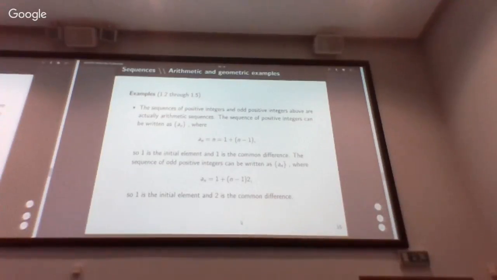And the sequence of odd positive integers that we looked at already as an example of a sequence, that is also arithmetic. So it has a first element 1. And we just step through the odd integers, so the fixed step size, the fixed difference, is 2. And so the arithmetic style formula for the odd integers would be a_n is 1 plus 2 times (n minus 1).